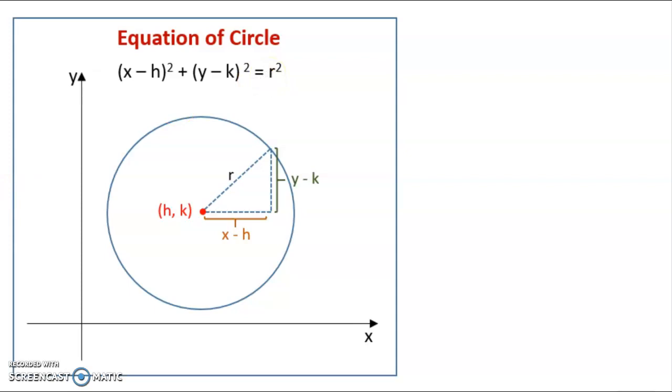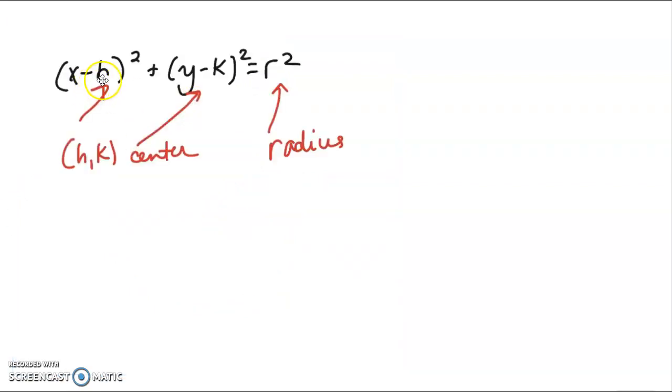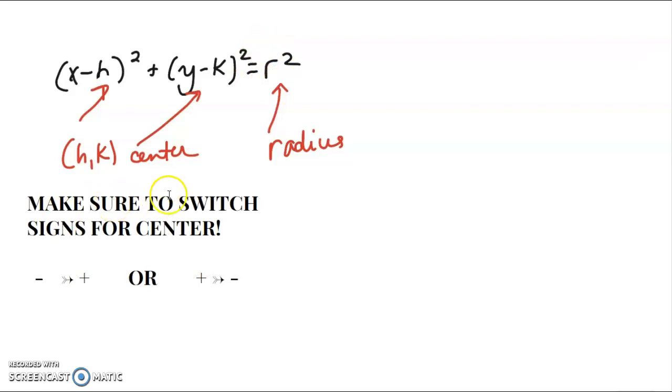Let's break that equation down. Our center point is h, comma, k. Our radius is here. Notice how we need to switch the signs of our center point when we put it in the equation or when we take it out of the equation. So negative is positive and positive is negative. It's the opposite sign.